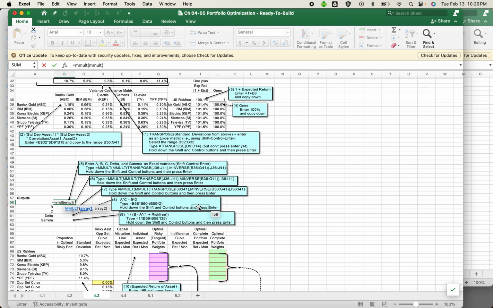So I do my matrix multiplication, and then I transpose J36 through J41, which is my 1s. Simply multiply it by 1 to have that column. In matrix multiplication, my number of columns has to equal my number of rows. That is the rule. That's why I have those ones. That's the sole purpose of them.